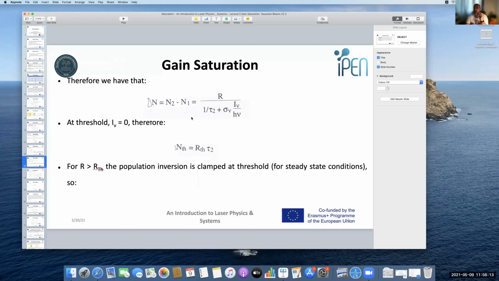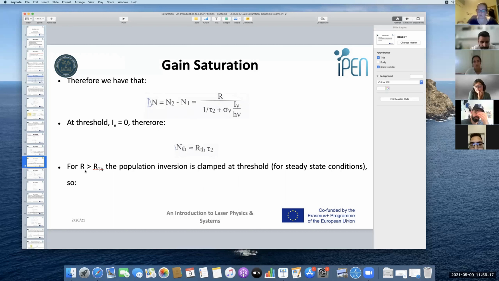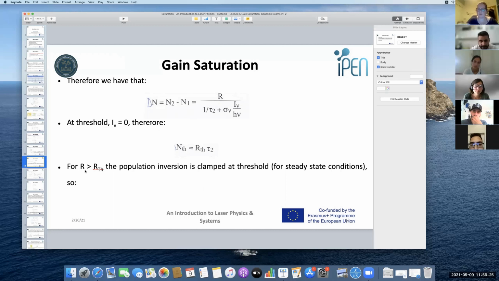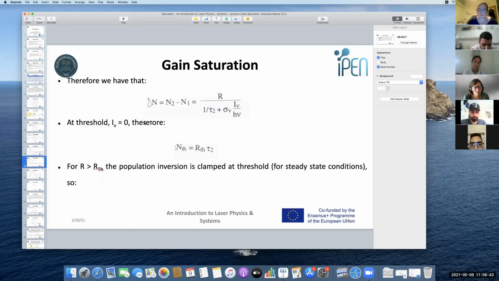Since we know that our system, even if we pump it at the beginning very hard, very fast, when the procedure starts to run in order to build our laser field, very fast, our population inversion will clamp to the threshold. We can do this. We are at threshold, we are trying to solve for our intensity. Okay, so it's this one.